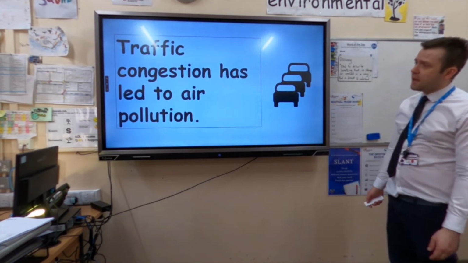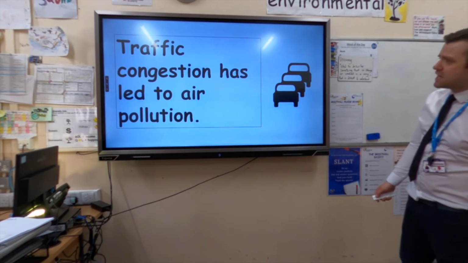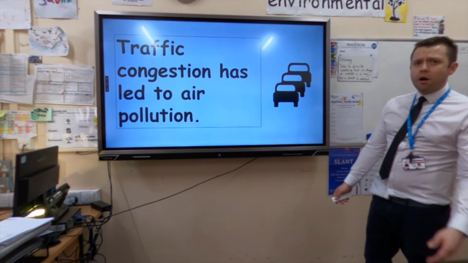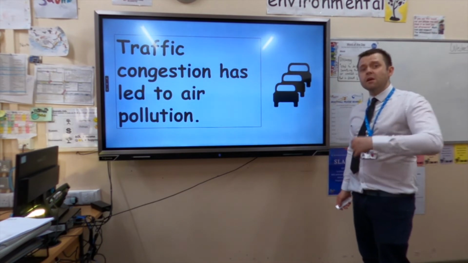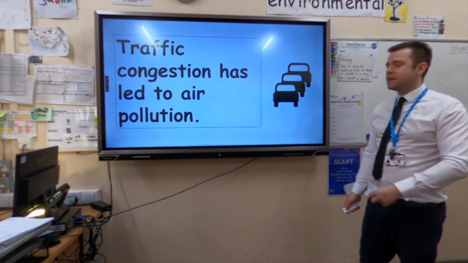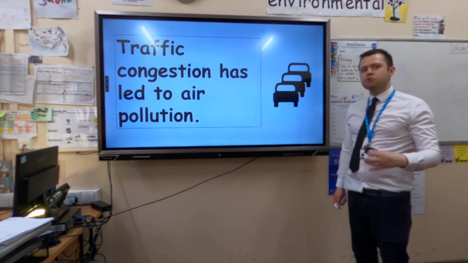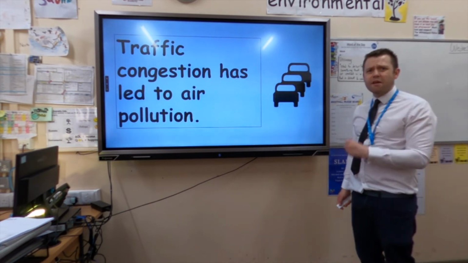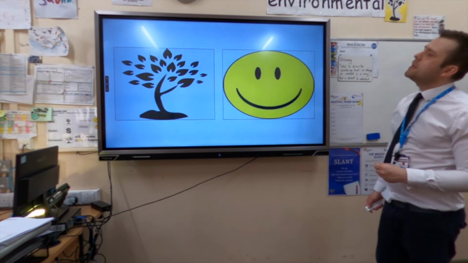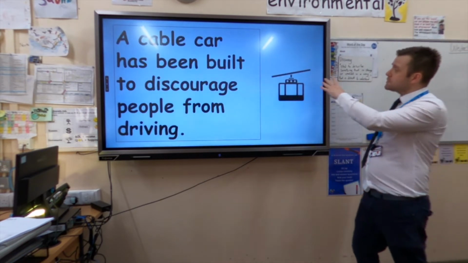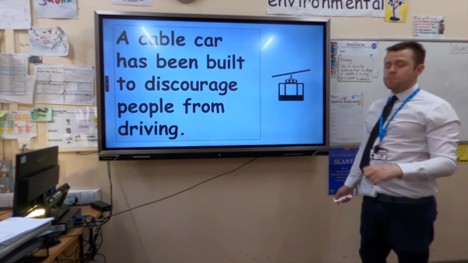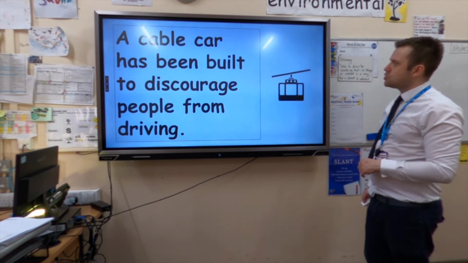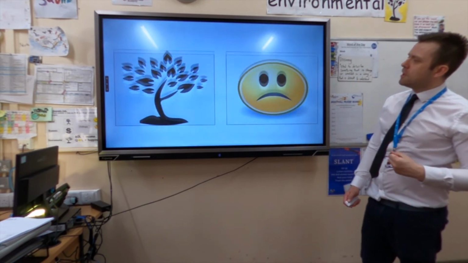Environmental challenges now. Traffic congestion has led to air pollution. Because the roads are very narrow, the traffic moves slowly. Because it's not a HIC, many of the cars are older and less fuel efficient, there is a lot of air pollution, leading to the deaths of around 5,000 people per year. But an opportunity is they have built a cable car to discourage people from driving. So that is a really good environmental opportunity and piece of transport infrastructure.